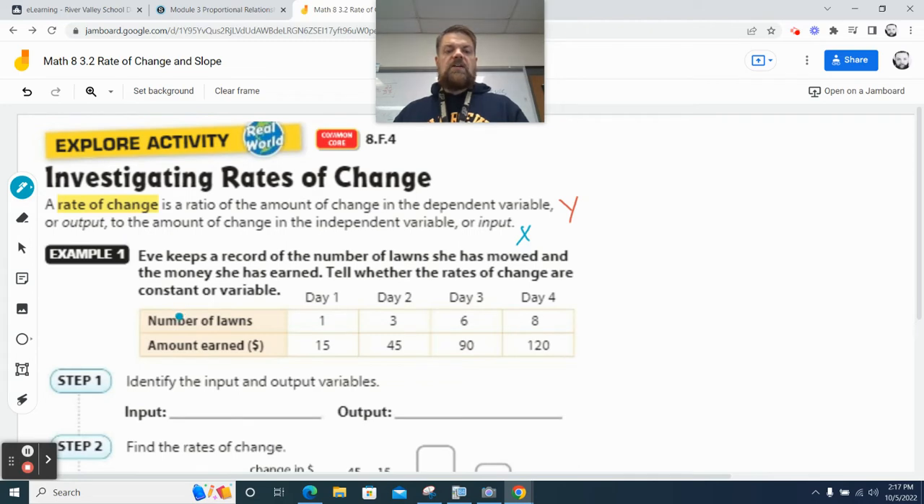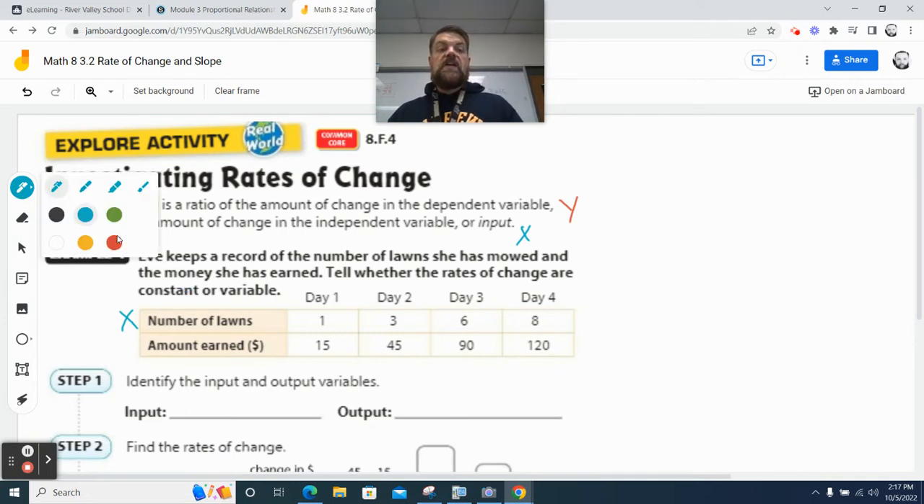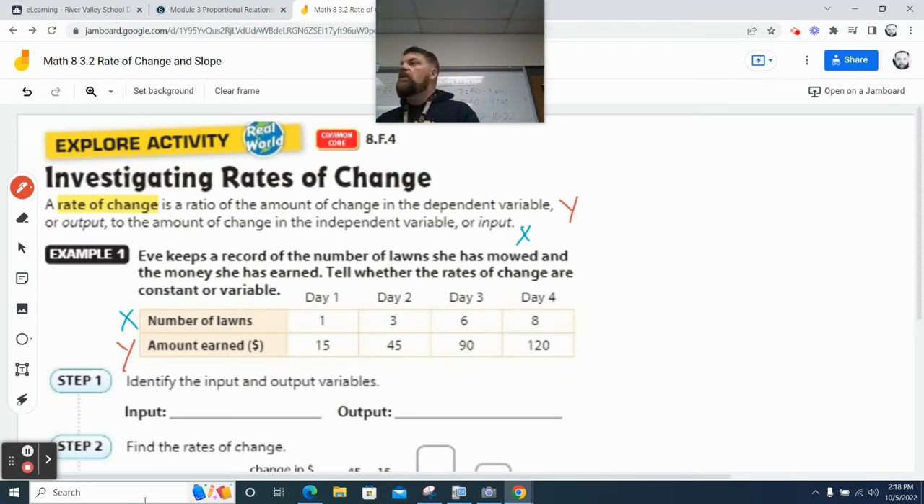So then it says Eve keeps a record of the number of lawns she has mowed and the money she has earned. Tell whether the rates of change are constant or vary. So let me back up before I assume. Does the amount of money she makes depend on the number of lawns she mowed, or does the number of lawns she mowed depend on how much money she makes? Yeah, the money she earns depends on how many lawns she mowed. So the dependent variable would be the amount of money she earns. Therefore, the independent variable would be x.